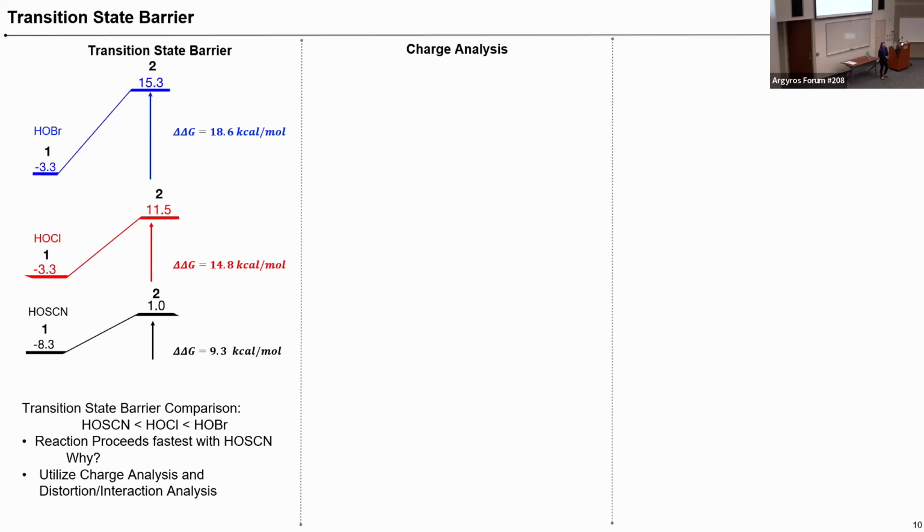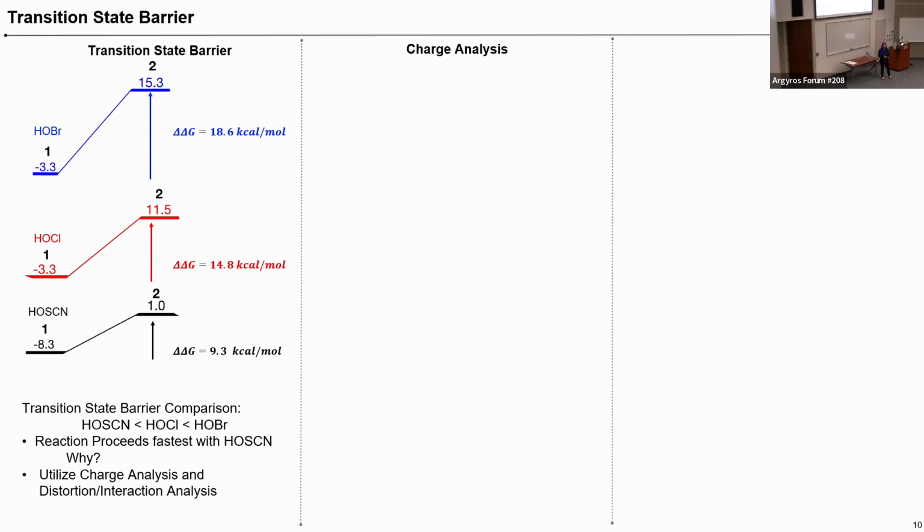So we'll start with that transition state barrier that we found. For HOBr, the transition state barrier was 18.6 kilocalories per mole, and it was the highest transition state barrier. For HOCl, it was 14.8 kilocalories per mole. And for HOSCN, it was the smallest at 9.3 kilocalories per mole. So the biggest question here is why? Why does this reaction proceed the fastest with HOSCN? And what differences can we find?